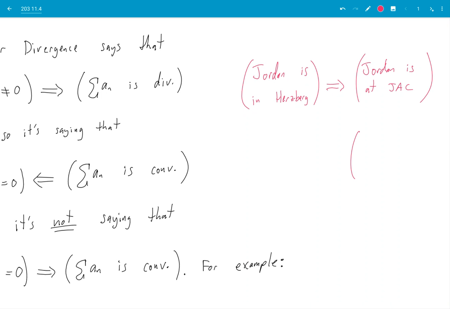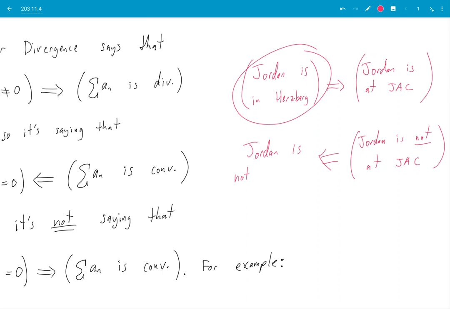But if I say Jordan is not at JAC, okay, if I take the opposite of this statement, what happens is this arrow gets reversed. If I look at the negation of this statement.